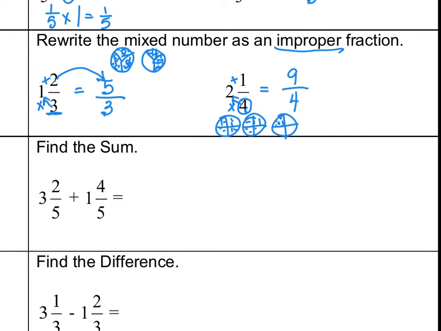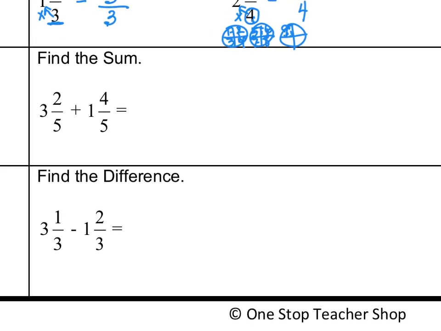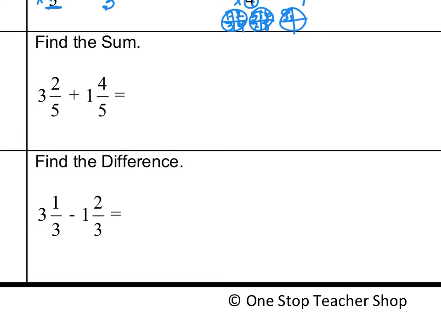So we've got 1, 2, 3, 4, 5, 6, 7, 8, 9 fourths. And this really does show that 9 fourths equals 2 wholes and 1/4 of another one. All right, now we're going to start adding and subtracting fractions. Here's where it gets fun. And I know they write them horizontally, but we need to write them vertically.